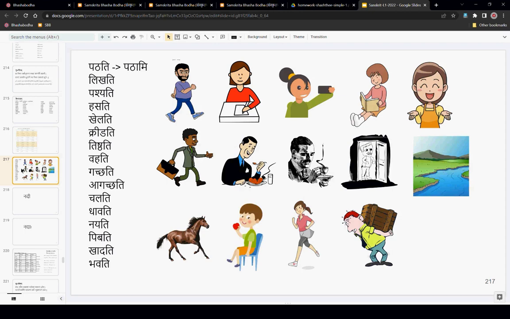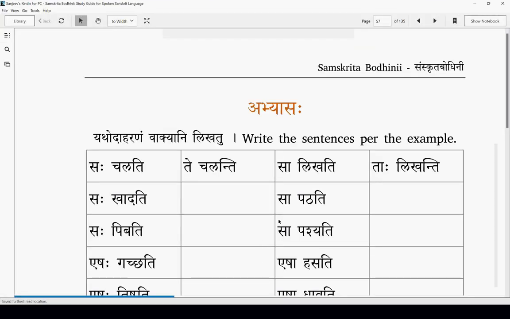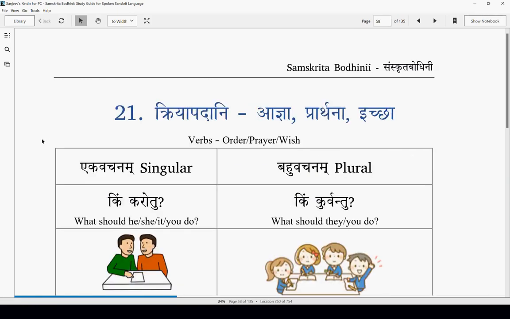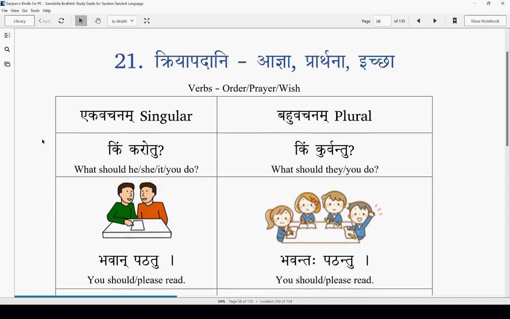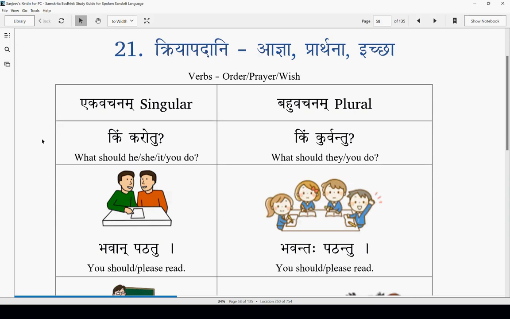So for Vartamana Kala, we have already seen some examples. Right? Pathati, all this, Gachati. Now, Ajna, Prarthana, Ichha. So this is what I showed you before, which is Lot Lakara in grammatical terms.